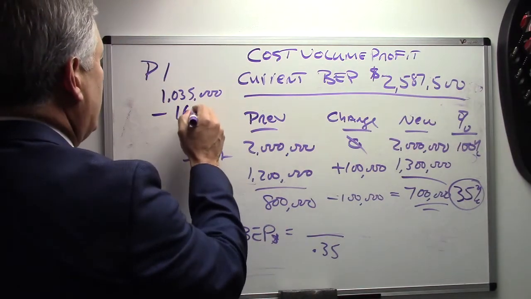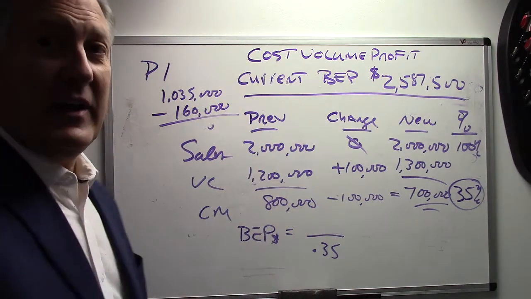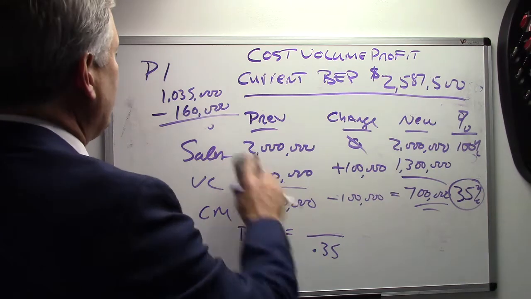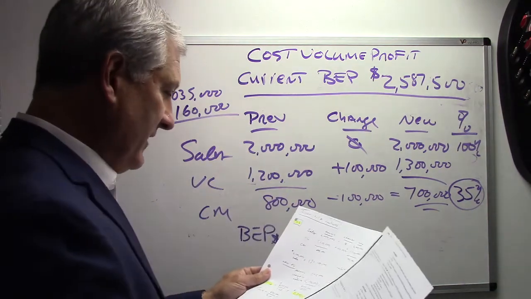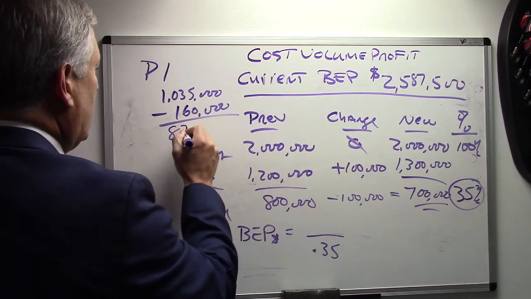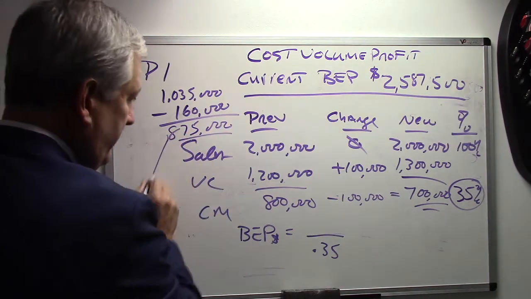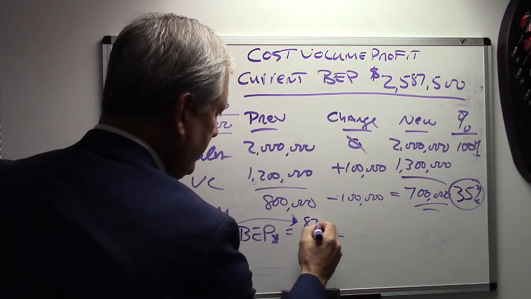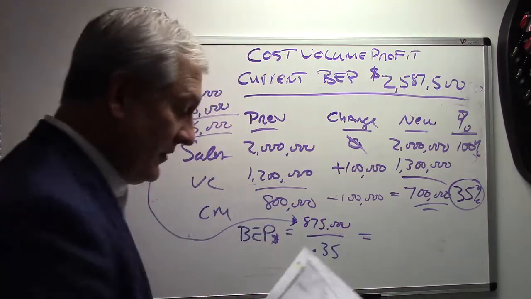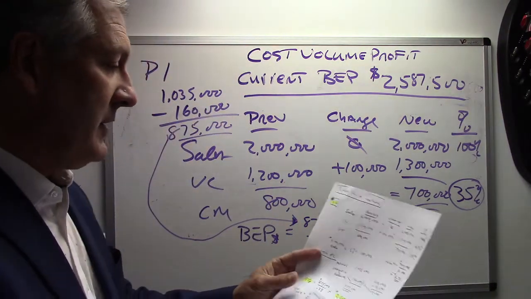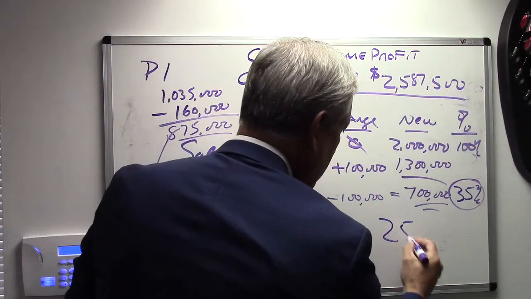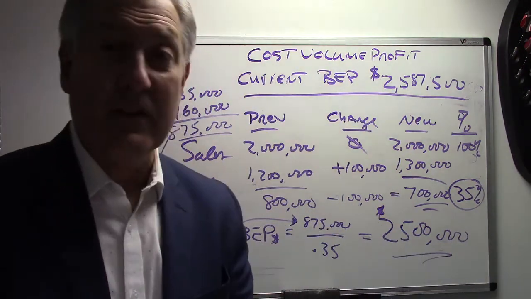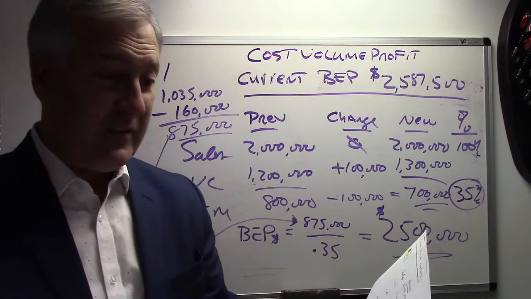So instead of paying them $200,000, they're only going to pay them $40,000. There's a drop of $160,000, a savings in salaries of $160,000. So fixed costs drop to $875,000. The new fixed cost of $875,000 divided by 0.35 gives a break-even point in sales dollars of $2,500,000.